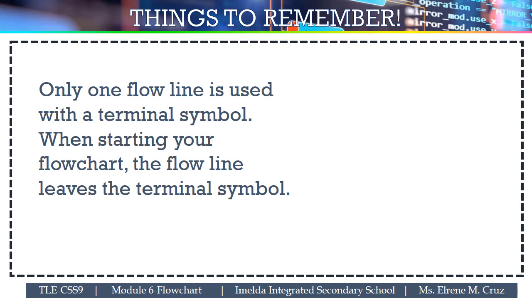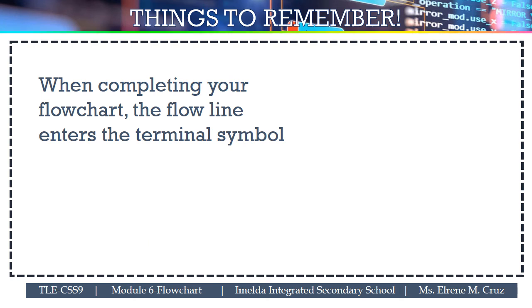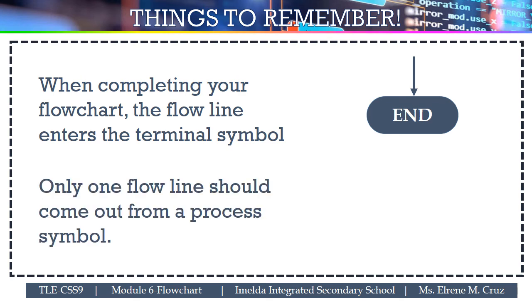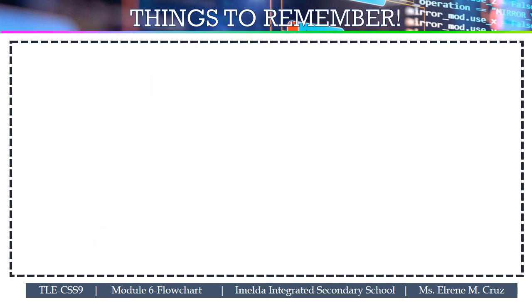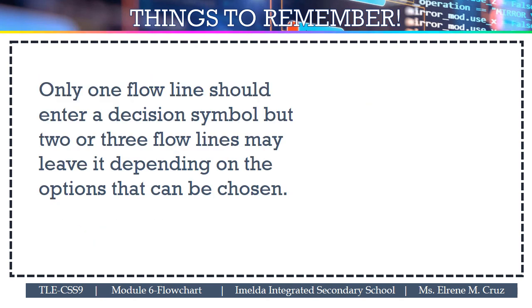Only one flow line is used with a terminal symbol. When starting your flowchart, the flow line leaves the terminal symbol, just like in the example here. When completing your flowchart, the flow line enters the terminal symbol. Only one flow line should come out from a process symbol. Only one flow line should enter a decision symbol, but 2 or 3 flow lines may leave it depending on the options that can be chosen.